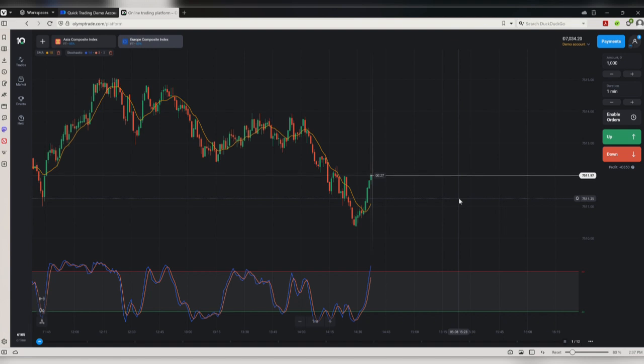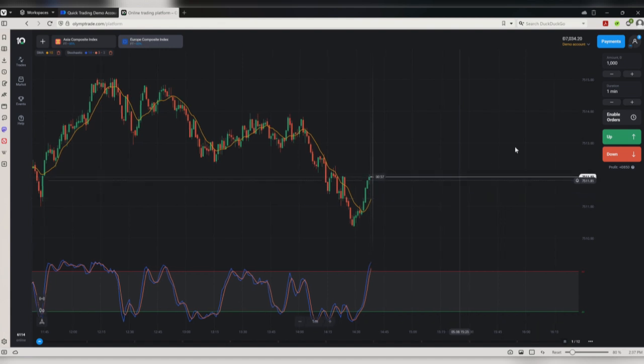trend. On the other hand, the stochastic indicator measures momentum by comparing a particular closing price to a range of prices over a certain period. In this case, we would be using the default values. It gives us two lines, the %K line and the %D line. When these lines cross, it can signal potential buy or sell opportunities.